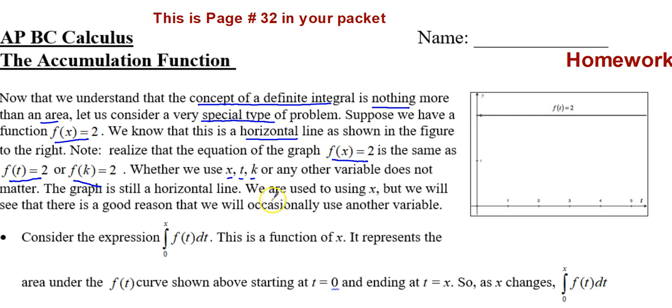That's all. So we are going to use a different variable t here. There is a reason for that. So consider this expression, the integral from 0 to x of f of t dt. This is a function of x which represents area under the curve f of t starting from t equal to 0 ending at t equal to x. So as x changes, the area also changes.